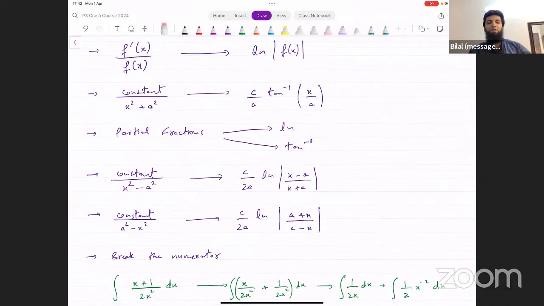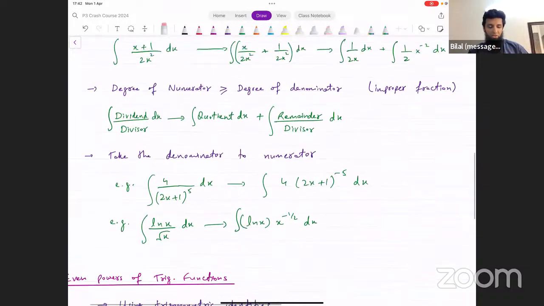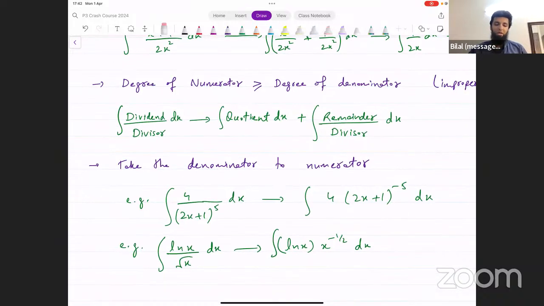Okay. Now, if none of them work, the last resort that you would have would be to take the denominator to the numerator. So for instance, if we had something like this, 4 over (2x + 1) to the power 5. Now, this is actually something that you've done in Paper 1 before.